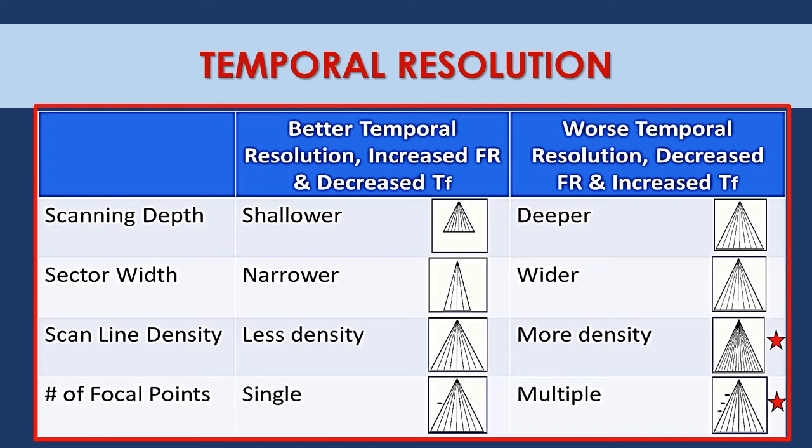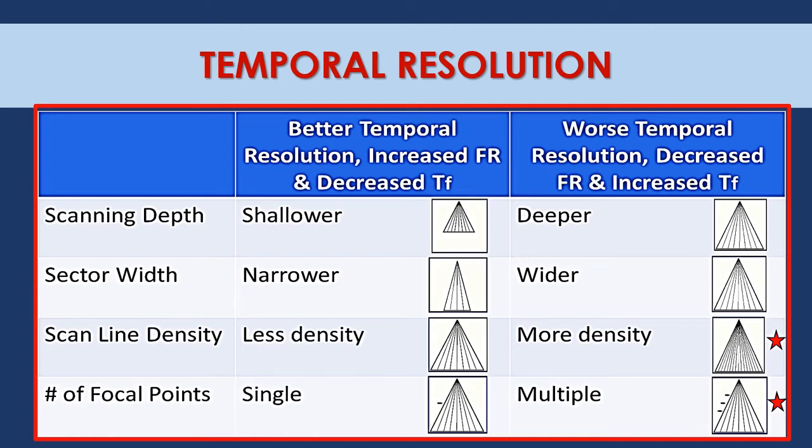Scan line density, if I'm having less dense scan lines, like here, less density, what will happen? The frame will finish early, and that's why I will get better temporal resolution. What if I'm having more scan line density? More dense like here, I will get what? I will get worse temporal resolution. The frame rate will decrease gradually.